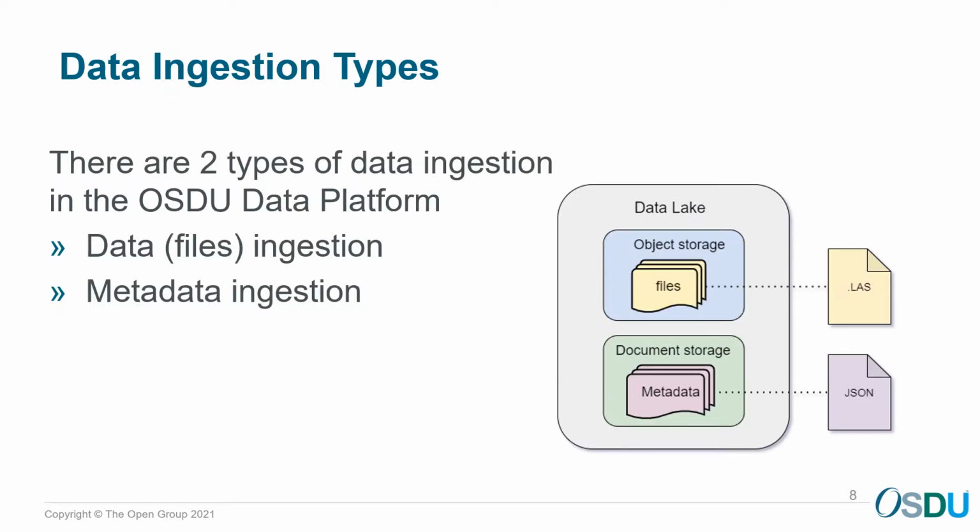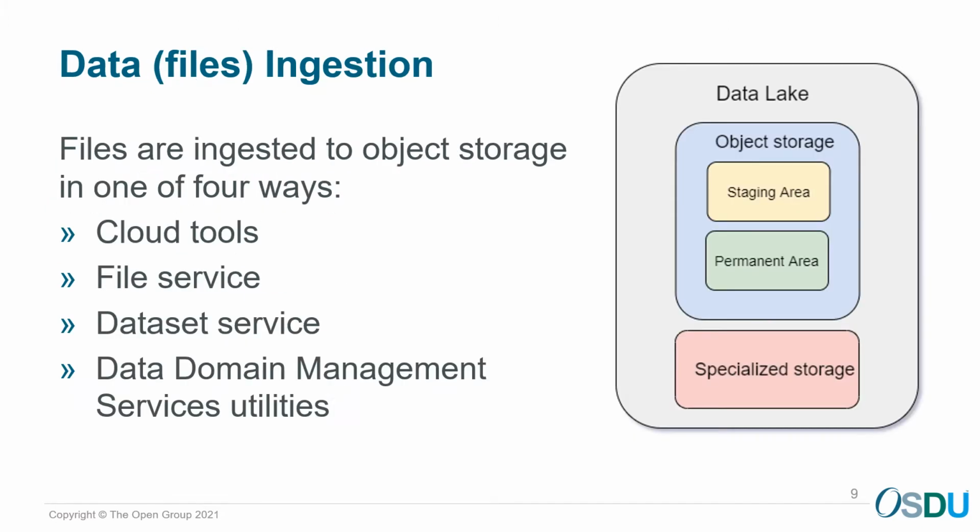Let's continue now with data ingestion phase. Generally speaking, there are two types of data ingestion into the OSDU data platform. Data or files ingestion. Examples of this kind of ingestion are LAS with XML, CSV, and other file types. And metadata ingestion. This kind refers to the ingestion of metadata JSON documents which are formed using the defined OSDU data platform schemas.